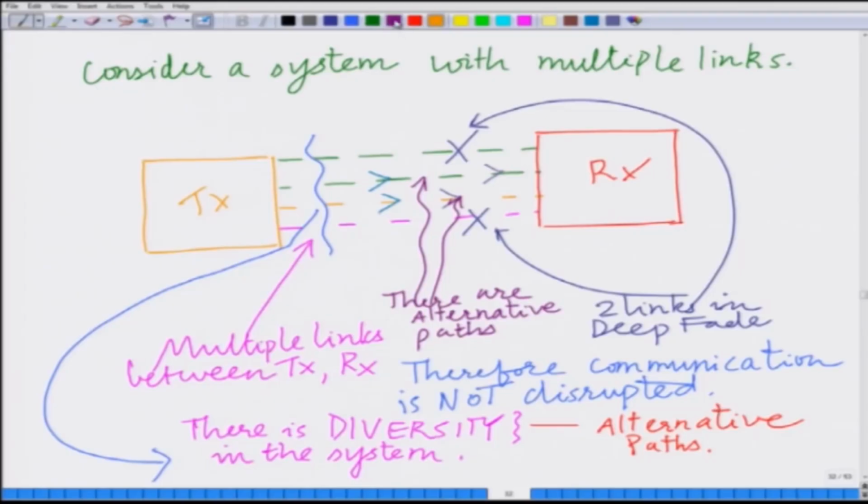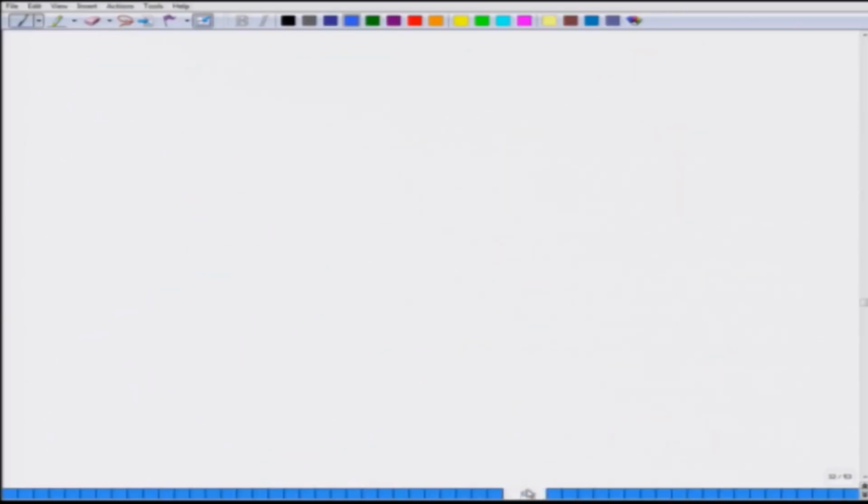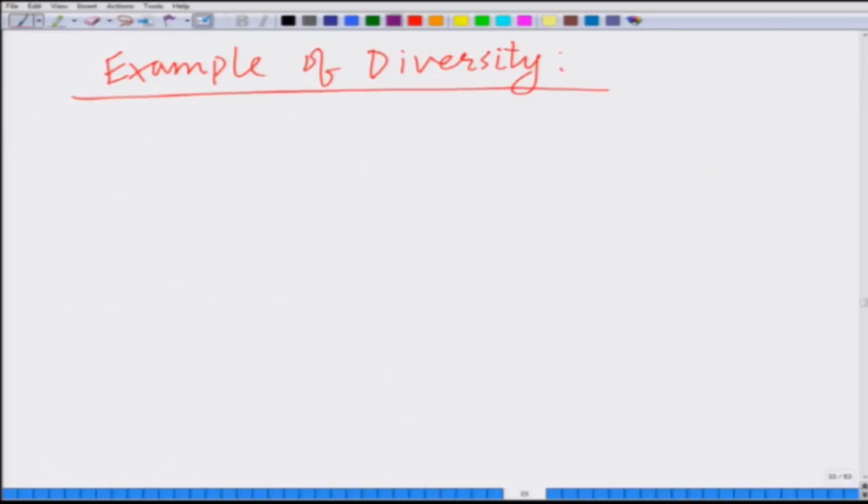This principle where you have multiple modes between the transmitter and receiver, this is an important principle, this is the principle of diversity. As an example of diversity, consider antenna diversity.